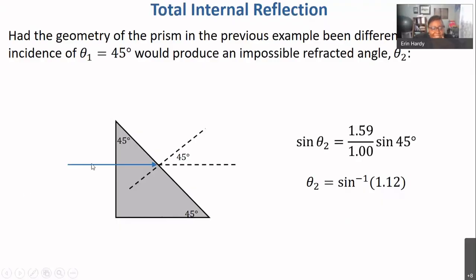Here, again, we've got an incidence angle of 0 degrees for this interface, so we can just extend this in here. It's not going to deviate at all.